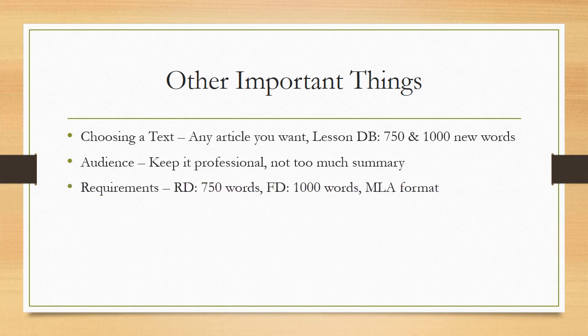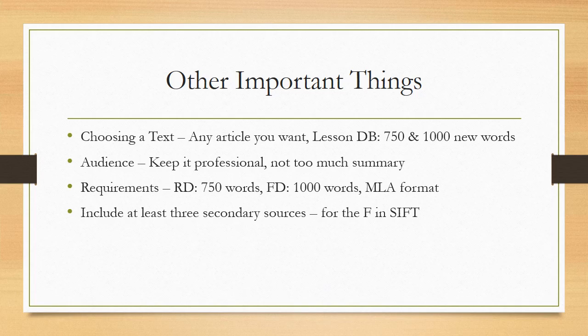Like I said, the rough draft, 750 words, about 3 pages. The final draft, 1,000 words. So adding at least one more page from the rough draft to final draft. I have the minimum for the rough draft so that you don't just turn in an outline or something, so that you can get really good feedback from your partners. The format is MLA. If you have any questions about that, there's a link on the assignment sheet to a resource for MLA format.